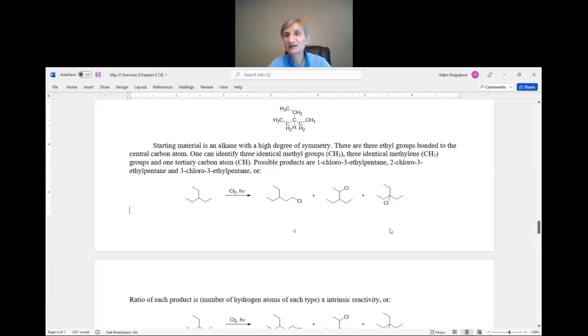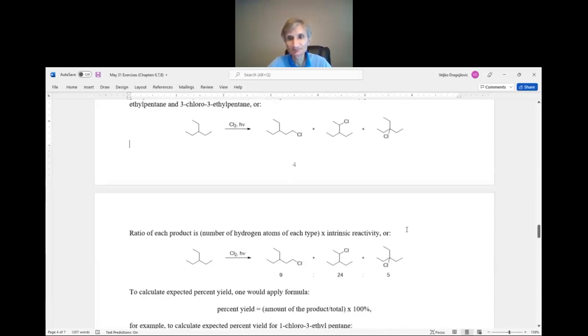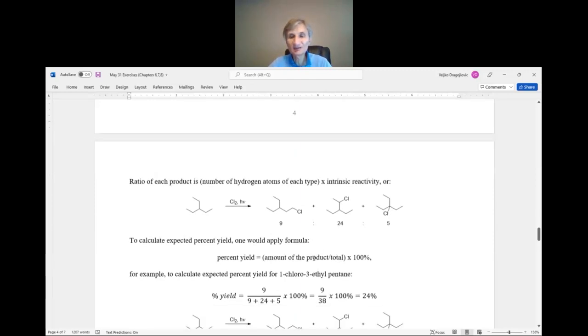And so what are the ratios of the 3? We have 9 primary hydrogens, and we multiply that by intrinsic reactivity. For primary, it's 1. So 9 times 1 is 9. So you would expect the relative ratio of this compound, 1-chloro-3-ethylpentane, to be 9. Then, for secondary, intrinsic reactivity is 4, and there are 6 secondary hydrogens. So 6 times 4 is 24. So you would expect the relative ratio to be 24.